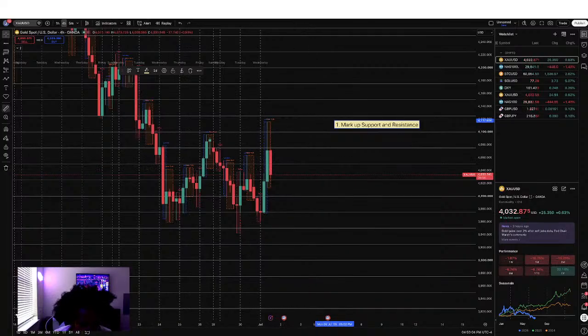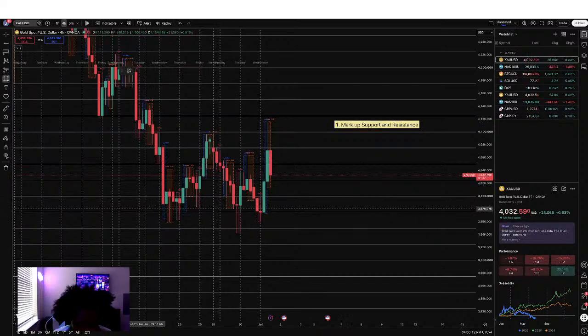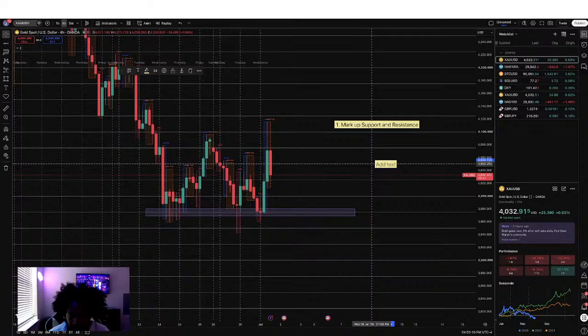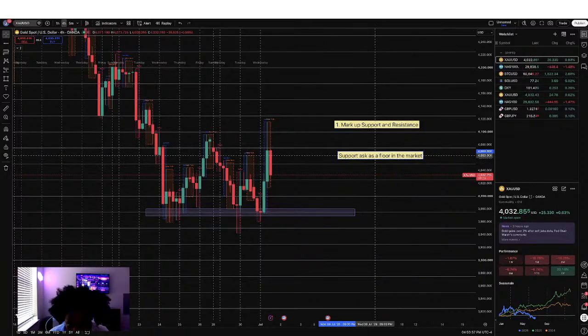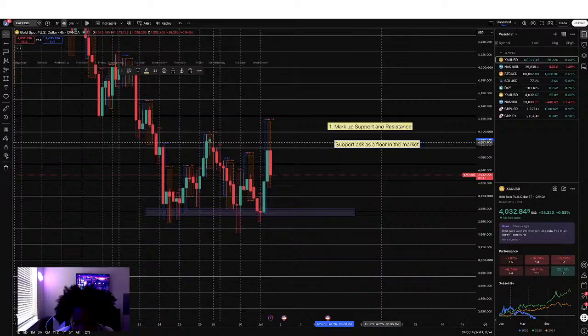All right, so first thing we want to do is mark up support and resistance. So let's see, what areas can we mark up for support and resistance as we're looking at gold? So you can see we have a support right here. So for support, within trading in the foreign exchange market, as you can see, it acts as a floor in the market.